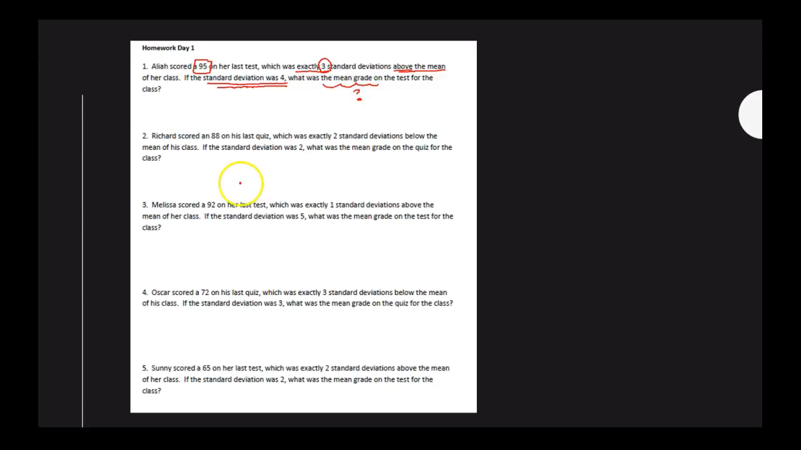So that's the question. What's going to help the most to do this is draw yourself a little normal curve, okay? And we're trying to find out what is the mean. We want to know what's the middle. What we do know is that her score was 3 above the mean. Now make sure when you read these, you're paying attention to whether it's above or below, because you'll either be going to the right or to the left. If it's above the mean, we're going to add, and this time it said 3 standard deviations. So 1, 2, 3 standard deviations. And the standard deviation was 4, 4, 4.